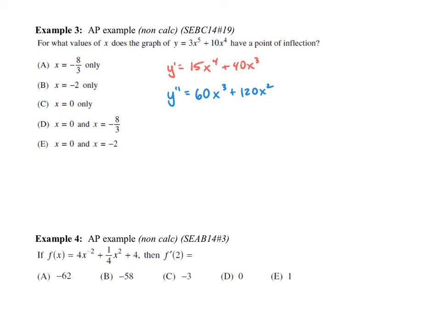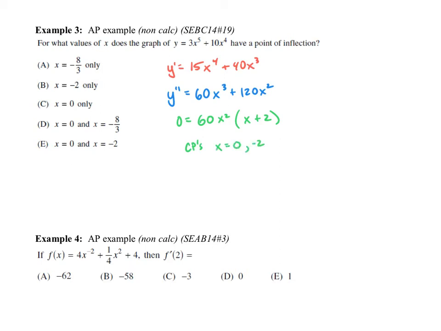Okay, with a point of inflection, we want to look at when the second derivative is equal to 0 or when the second derivative is undefined. But we also have to analyze that the second derivative changes sign at that value. So let's set this equal to 0. Let's factor out a 60x squared, and we get x plus 2, which means that our critical points would be x equal to 0 and -2.